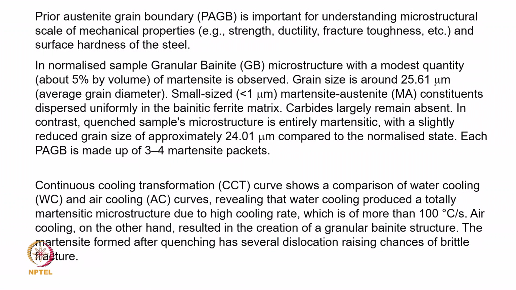We also indicated a continuous cooling transformation curve, which shows a comparison of water cooling versus air cooling. Air cooling is almost 10 degrees per second, while water cooling was around 340 degrees per second. What we indicated in the curve is that water cooling produces a totally martensitic microstructure due to high cooling rates, and air cooling results in the creation of granular bainite, the GB structure.